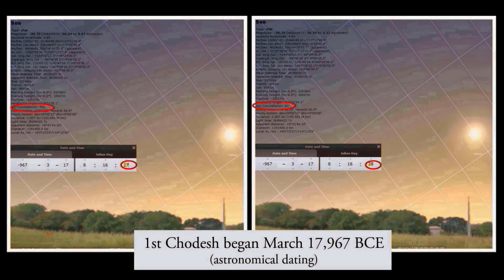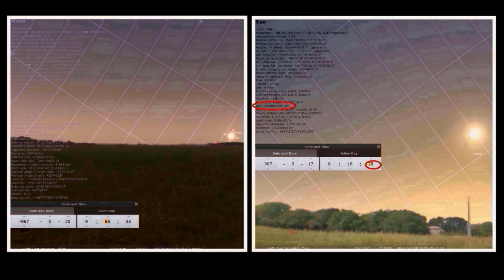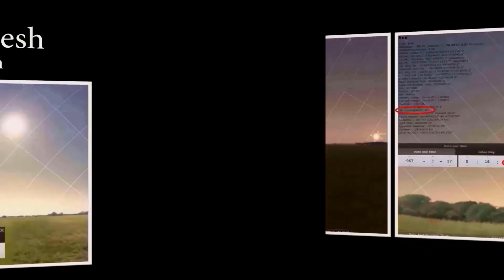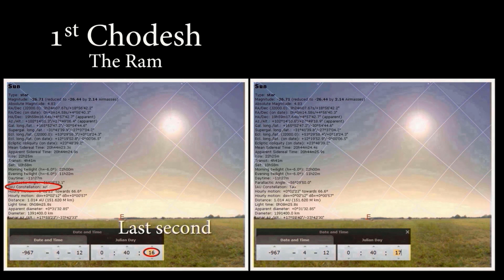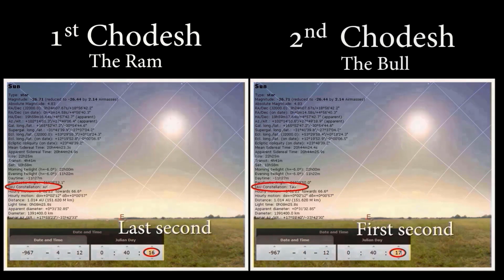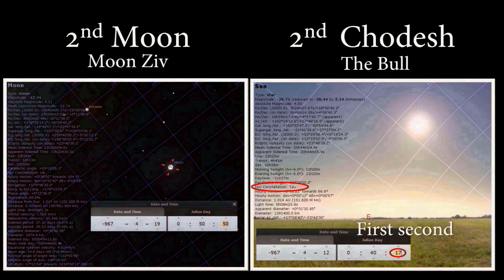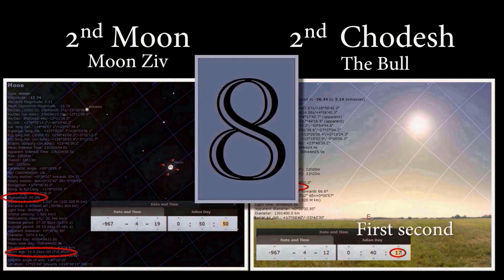Now that we know when the first Kodesh is, we can locate the full moon. And the full moon is March 20th, just 3 days later. Where does the second full moon fall in this year? Here's the last second of Aries of the first Kodesh. Here you're going to see the first second. The sun is now in Taurus, the bull. Now we can look for the moon in this Kodesh, and we will find a full moon on this April 9th, 99.8% illuminated. This moon falls on the 8th day of the second Kodesh.